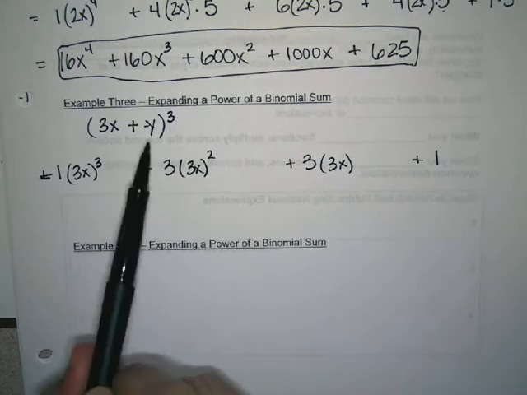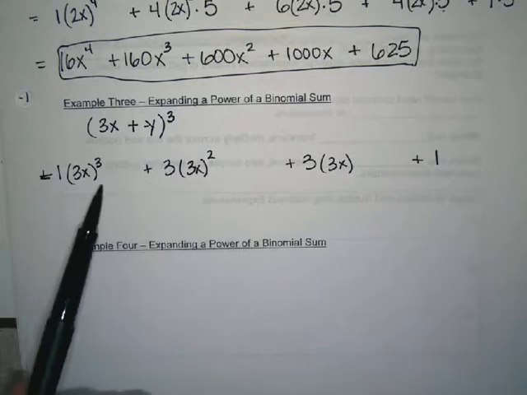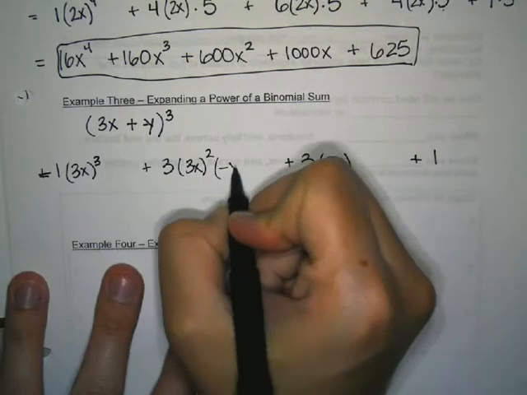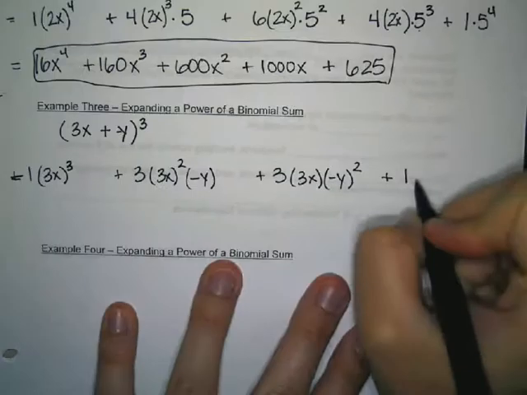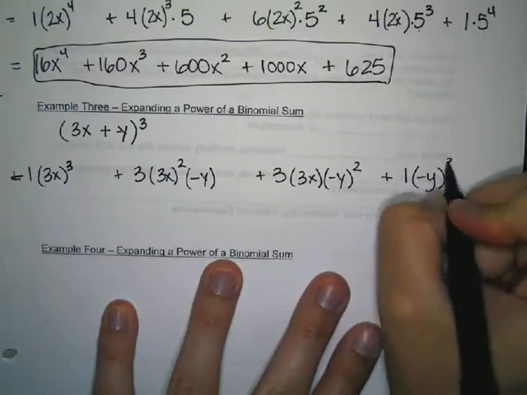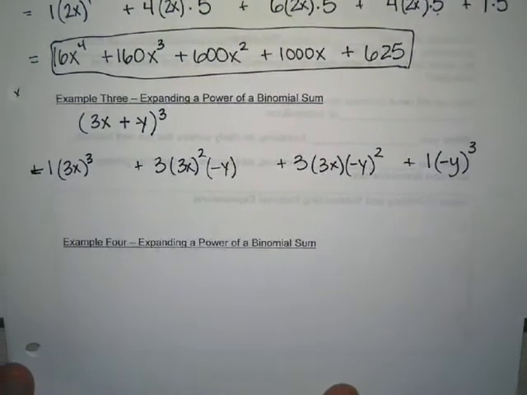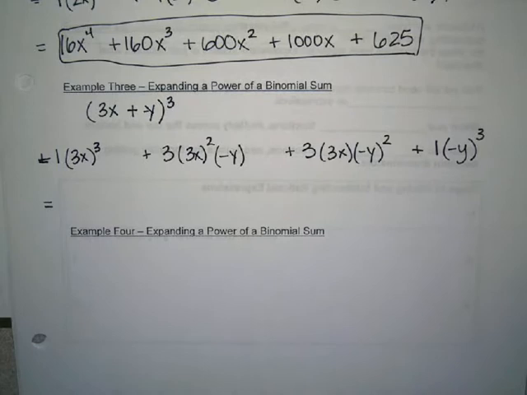And then we're going to take this negative y, and we're going to increase it by 1 as we go. So we're going to start at 0. Well, anything to the 0 power is 1. And so then we'd have times negative y here, times negative y squared, times negative y cubed. And then we'll simplify numbers.